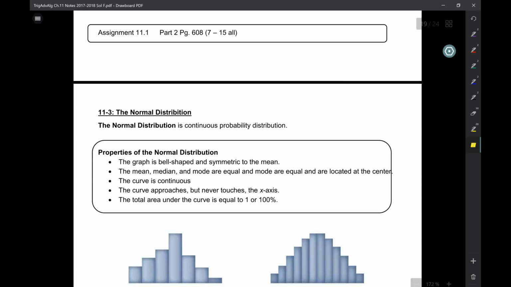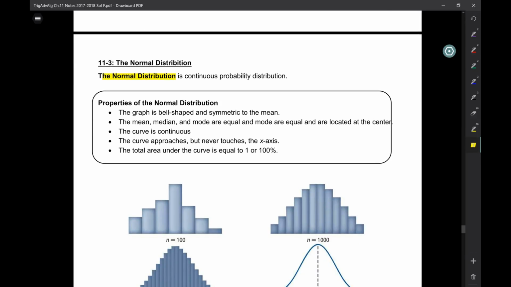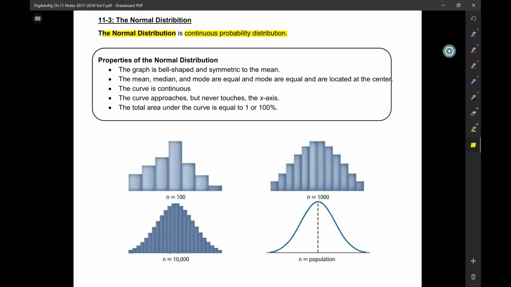The normal distribution is a continuous probability distribution. So, what does the normal distribution look like? Here's what it looks like. The graph of a normal distribution is bell-shaped and symmetric to the mean.